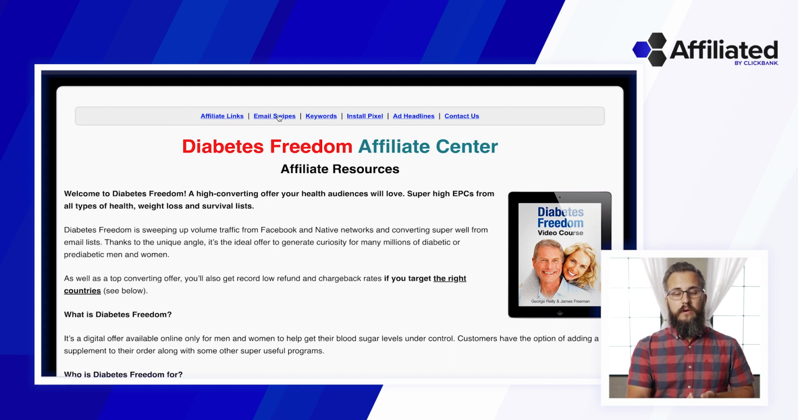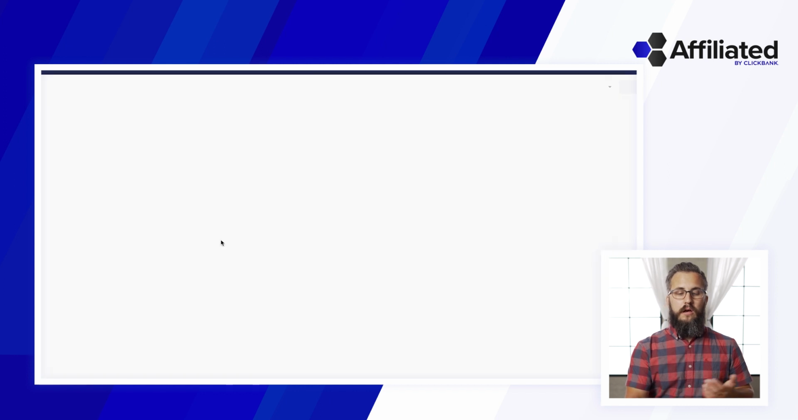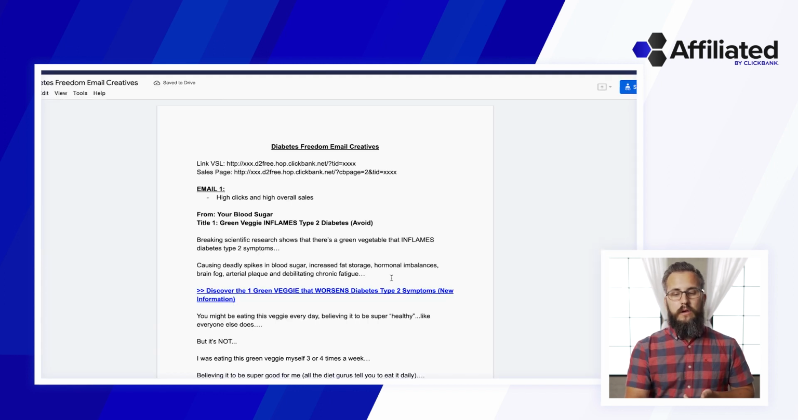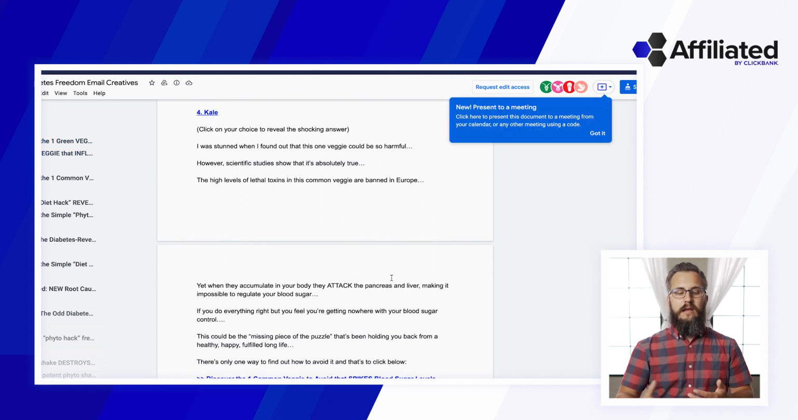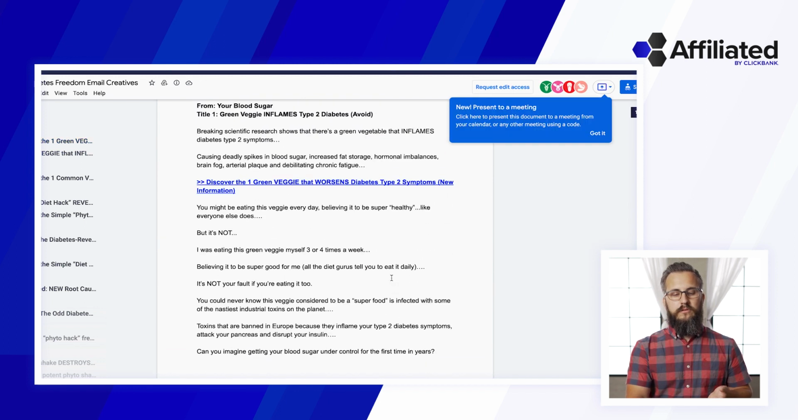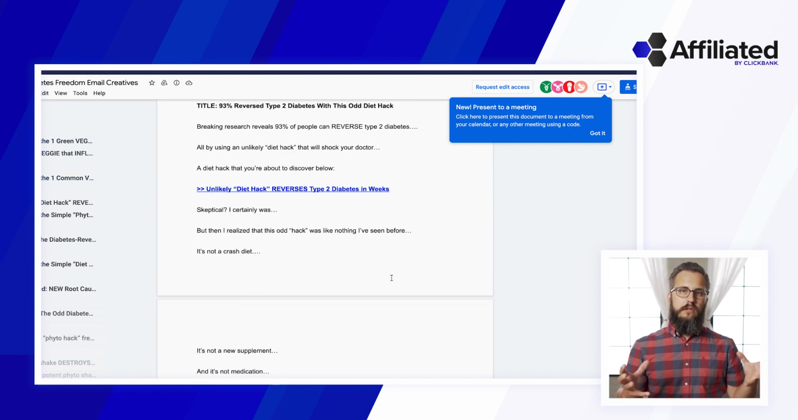So on here, we can see that they have email swipes right here, which already tells me this is a good thing. They're telling me what types of lists it performs well on. Fantastic. And now I can click here and get access to those. Again, super great. We can see here they just understand email. It's already telling me this person has tested, they get it. We see these emails look really consistent, and now I have options to select from. Those are all things you look for to say, this is a great email offer for me.